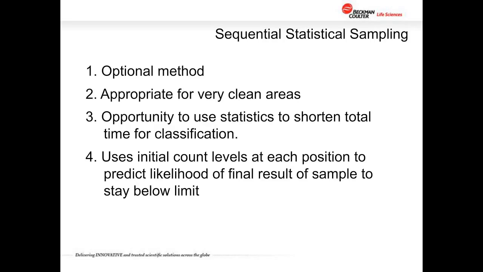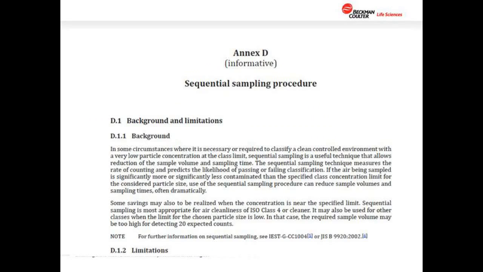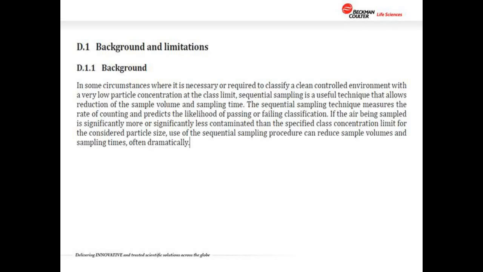So this can be employed. It was before known as Annex F in the previous standard, and in the current one it's Annex D. Again, very much the same function and use as previously. And what it really speaks to is using the rate of counting to predict the likelihood of passing or failing classification. So again, it's trying to use the statistical methodology to help us move forward more quickly in this evaluation.